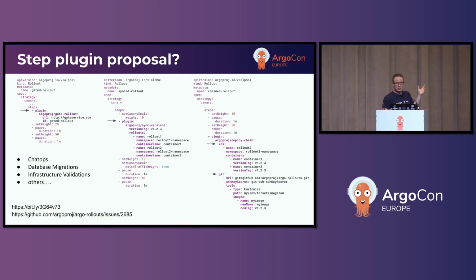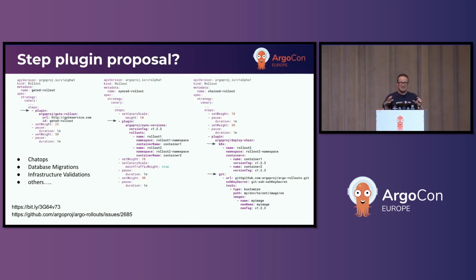Yeah, there's other things like chat ops. You can have a step that basically pings Slack and prompts your developers, saying, hey, we're at 20%. Do you want to continue to the next percentage, et cetera? And so there's all kinds of interesting ideas there. Database migrations, if you want your first step to do some database migration stuff. Check infrastructure validation to make sure certain things are in place before continuing your rollout. I think all kinds of possibilities exist with step plugins that are extremely fascinating.